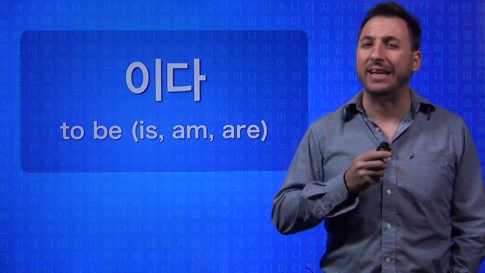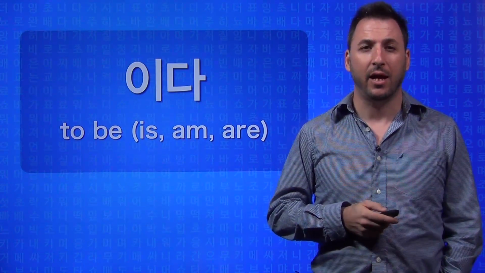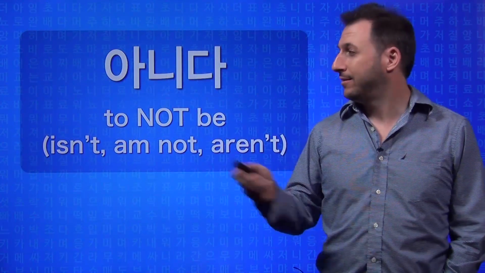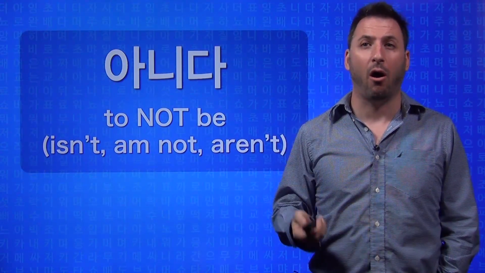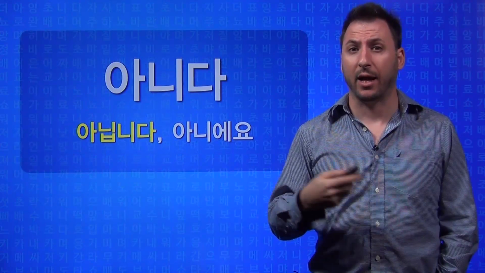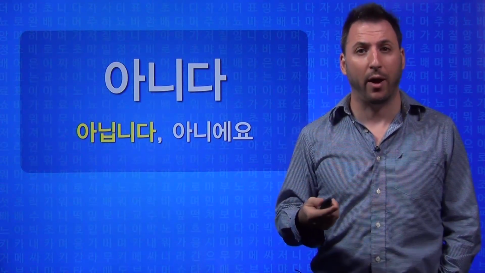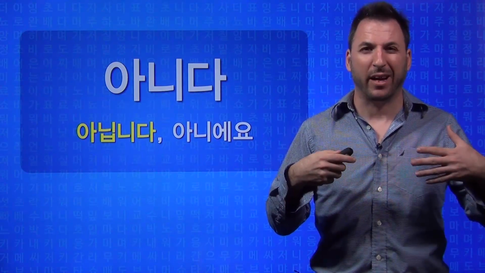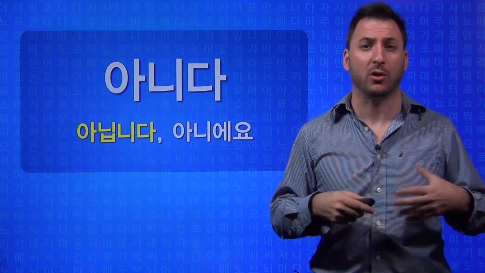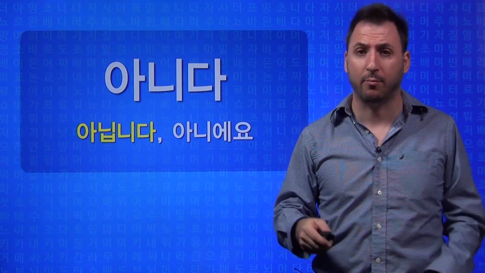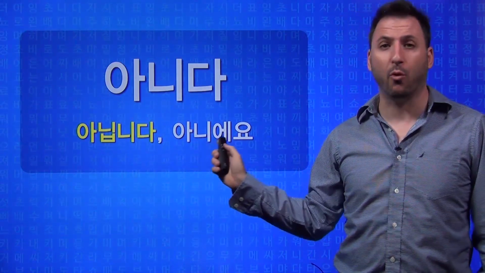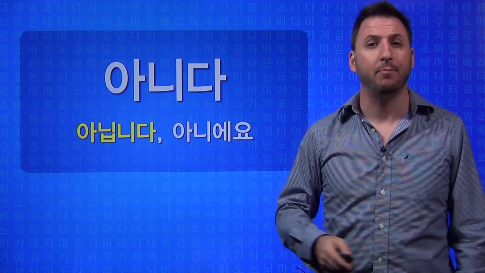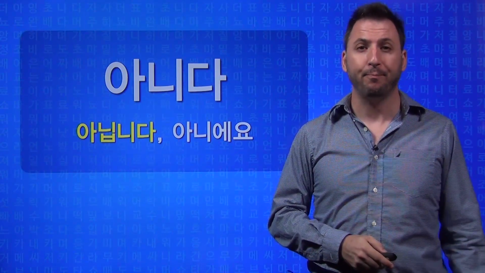Okay? So let's look at the negative version of ida, and it is anida. To not be. This means isn't, am not, and aren't. And just like we had with ida, there is a formal, polite way which is used in more like news broadcasts, or when you're talking in front of a bunch of people or you're not one-on-one with somebody, you can say 아닙니다. Okay? Or the more casual, talking to your friends but still polite, 아니에요. All right, so let's learn some new words to make sentences with.